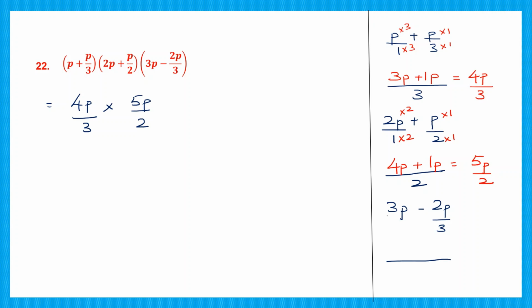Let's give it the denominator 1. So the LCM is 3. So 1 into 3, so multiply this by 3. So 3 3s are 9. So that's 9p minus 3 into 1. So this into 1, 2p into 1 is 2p. 9 minus 2 is 7. So 7p by 3. So here into 7p by 3.